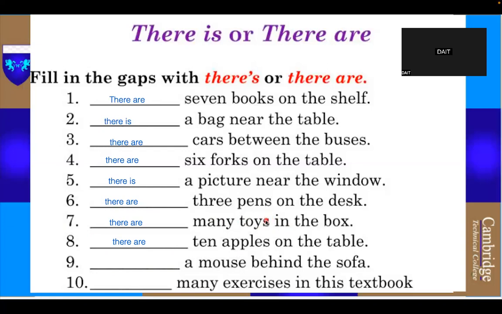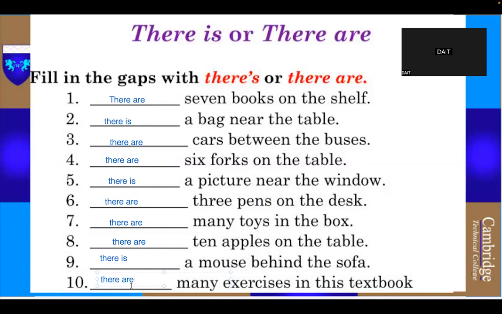We put S for the plural. Milk. Can you say milks? It's uncountable. All the uncountable words, we don't put S. If you find a word that has the plural S, it's countable. Okay, let's go to number 9. There is a mouse behind this. There is a mouse. Okay, number 10. There are.